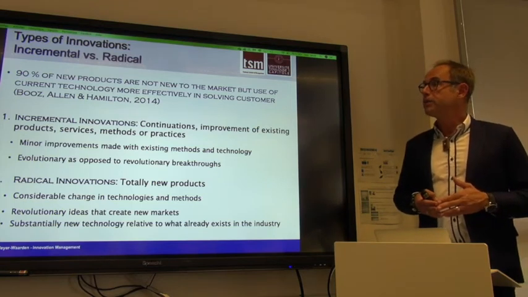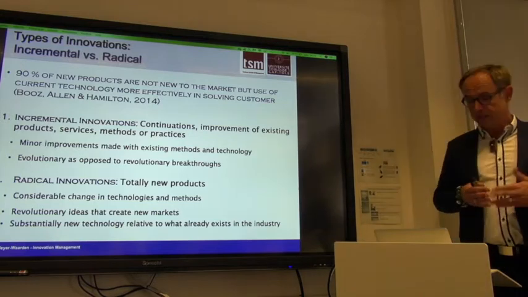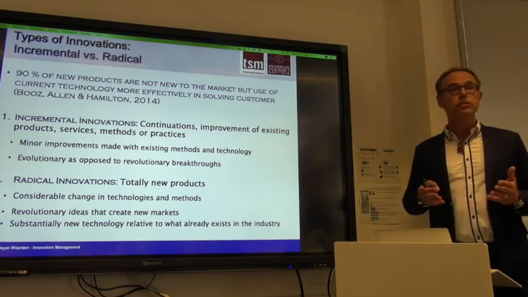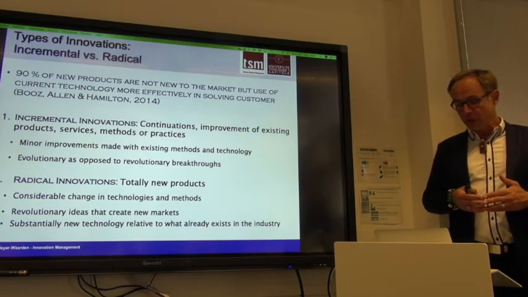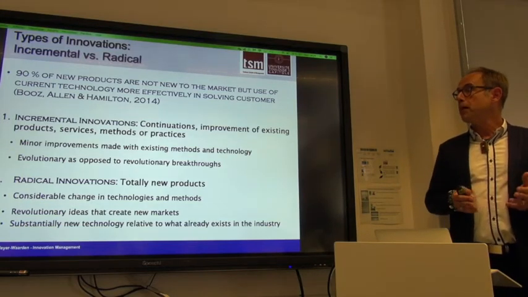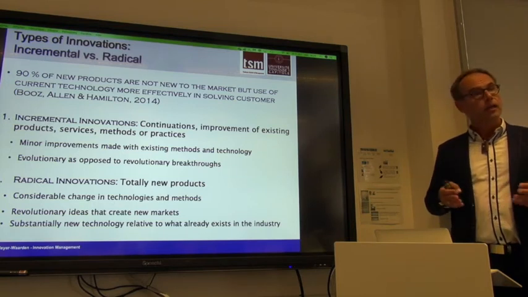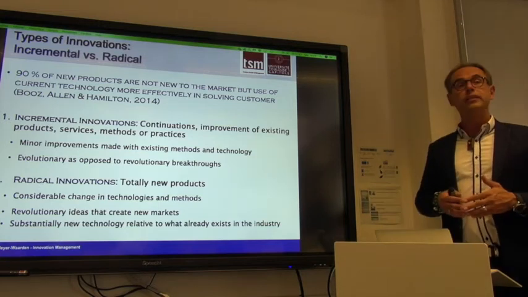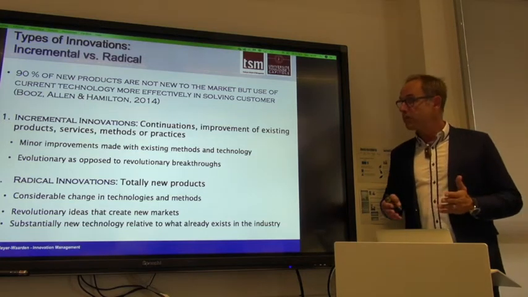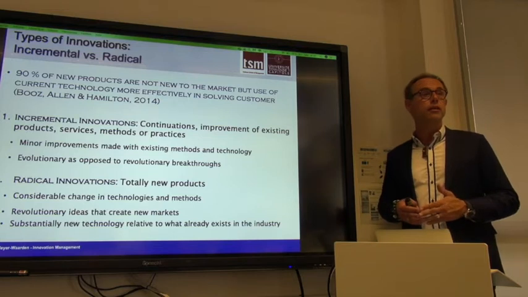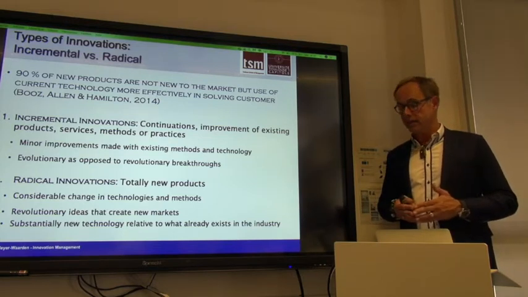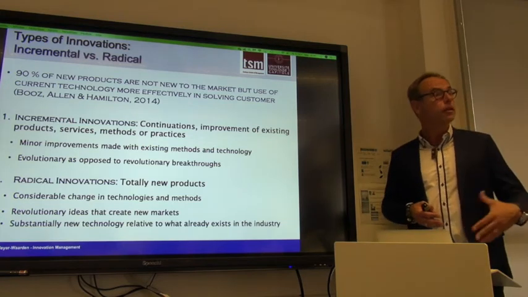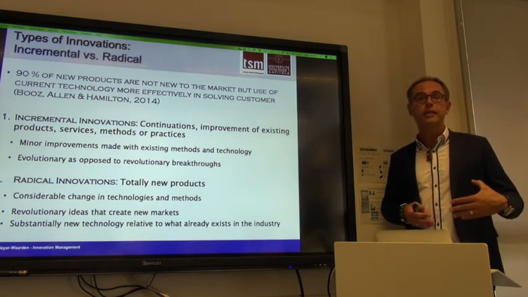And this brings me to two types of innovation: radical innovation and second, incremental innovation. Incremental innovation is continuous improvement of existing products, services, methods, or practices. It's only minor. It's made with existing methods and technologies. Opposed to radical innovation, which is completely new. This means that firms launch totally new products and that there is a considerable change in technologies and methods. Mostly radical innovation creates completely new markets.